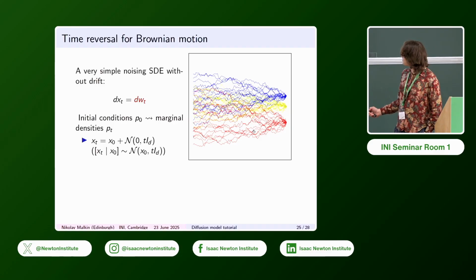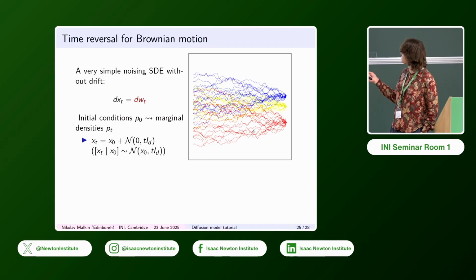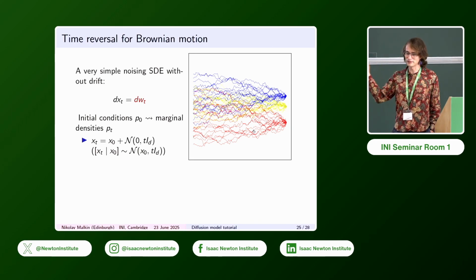If I have initial conditions, so z0, which is starting at the data set, then the marginal density is, as we saw, a mixture of Gaussians. And zt, now t is a continuous time variable, given z0, is Gaussian with mean z0 and variance t. A Brownian motion run for time t has variance t.